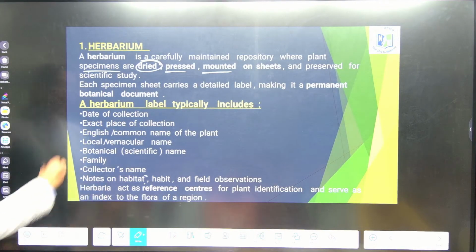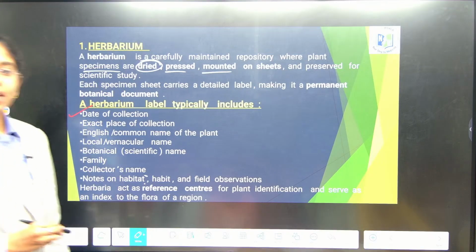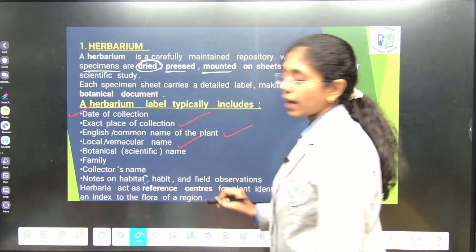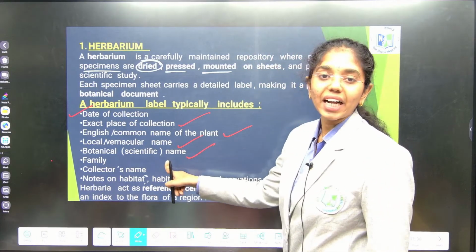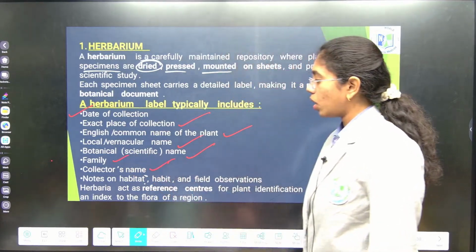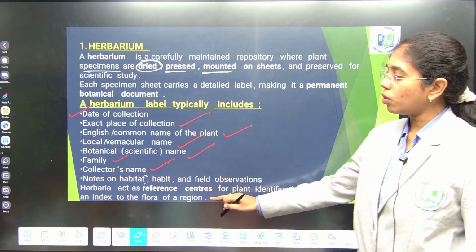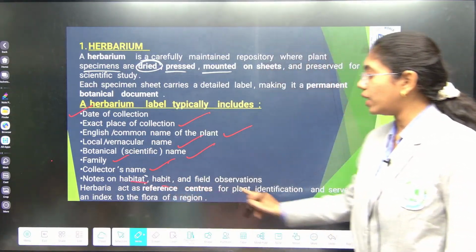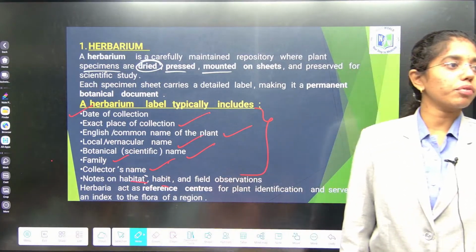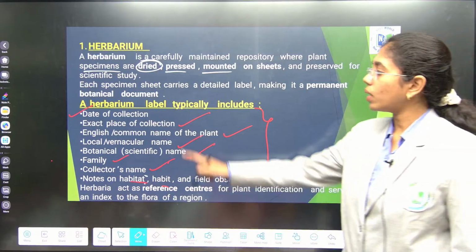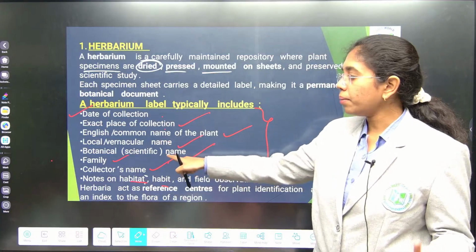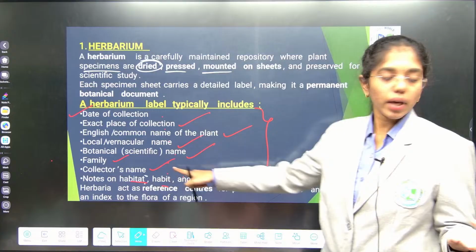See, the date of collection is mandatory. Exact place of collection, English or the common name of the plant, local or vernacular name, botanical name, that is the scientific name of the plant, family which it belongs to, collector's name. If you want added notes, you can add the habitat, habit, field observations. But these are the mandatory prerequisites you have to mention on a herbarium sheet. What is that? Date of collection, place of collection, common name and scientific name, family, collector's name. Okay. Next.